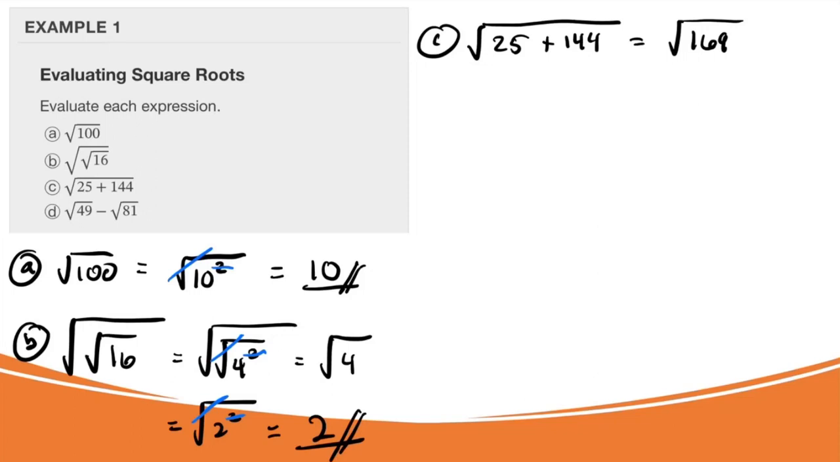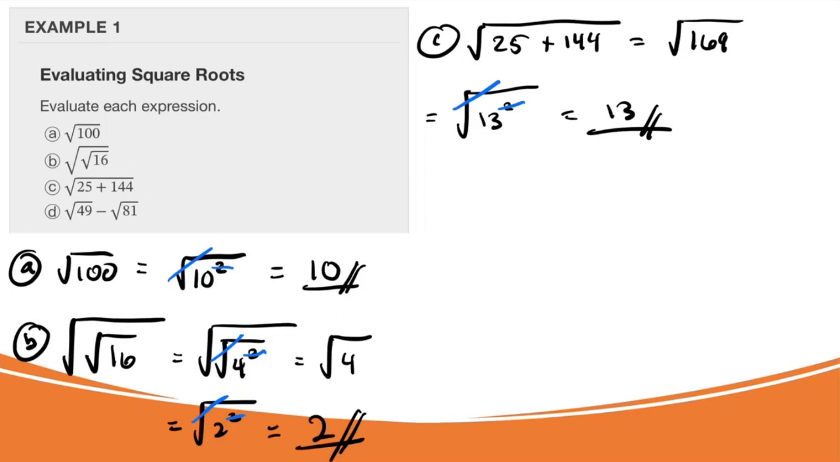169 is what? 13 squared. So again, square root is the inverse of square, so they cancel each other out. Just like addition is the inverse of subtraction and multiplication is the inverse of division, square root is the inverse of squared. So this symbol cancels this symbol, and this leaves us with 13.